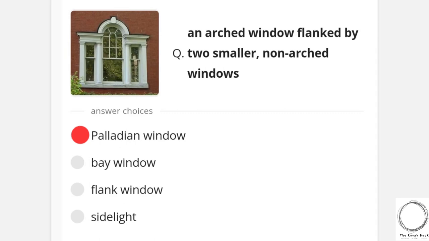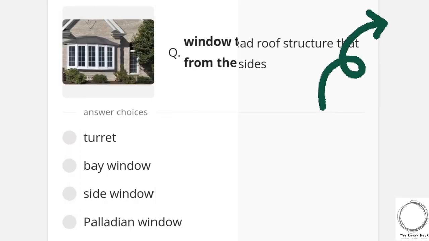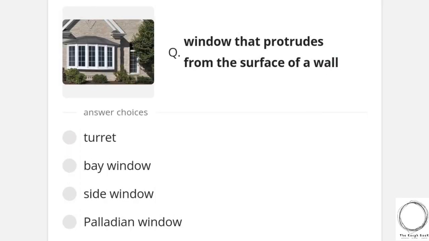Moving on to the next question, an overhead roof structure that has open sides, and the options are canopy, facade, lintel, veranda. Like you can see in the image above, the right answer is canopy. For more architectural terms, you can check the video linked above or in the description box.